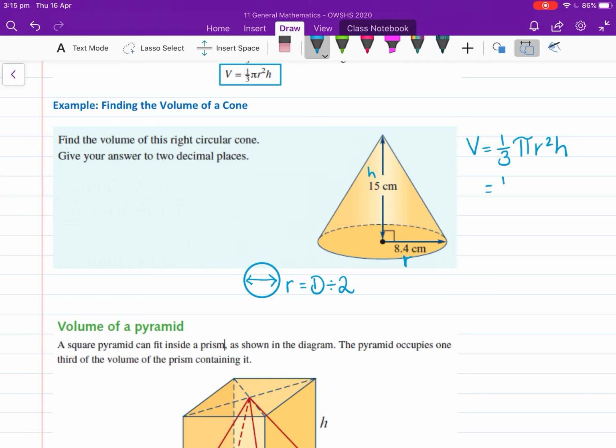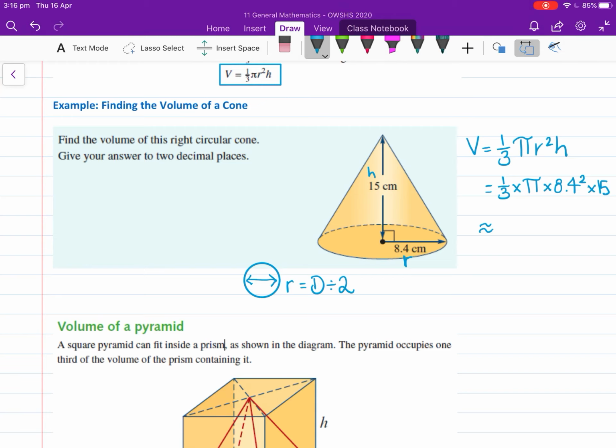So we're going to go 1/3. As I said before, we need to go times pi times, now the radius being 8.4 squared, times the height, which is 15. We're then going to put that into the calculator. Now, to put 1/3 into the calculator, I just simply go 1 divided by 3. Alternatively, you can use your fraction button, and that would work as well.